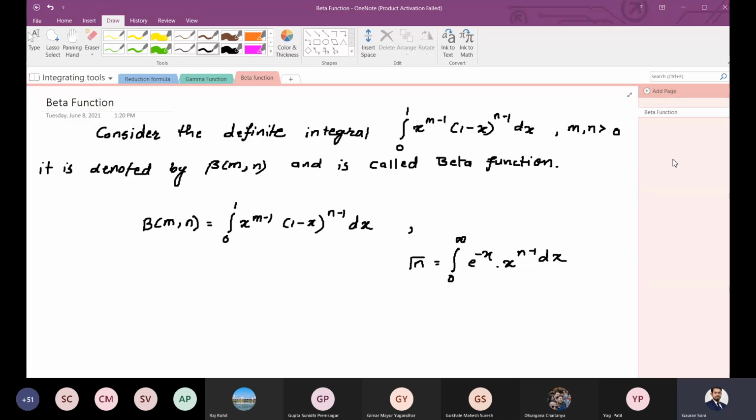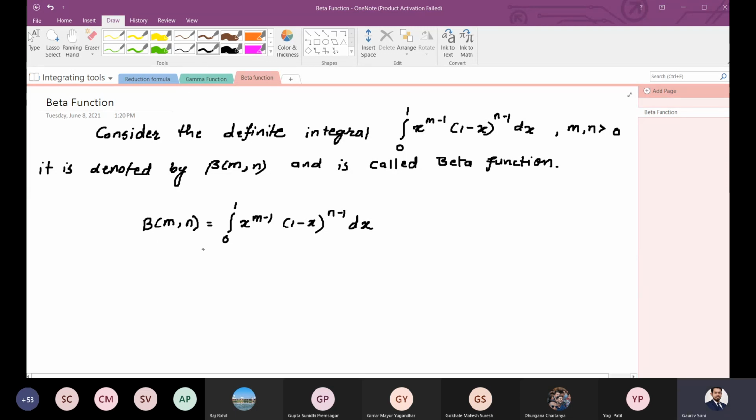The limits for the beta function are from 0 to 1, whereas for the gamma function, the limits were from 0 to infinity. The integrand for the beta function is x raised to m minus 1, 1 minus x raised to n minus 1, whereas for the gamma function, it is e to the power minus x, x raised to n minus 1. Everything is going to be on the same lines: just like we defined the beta function, we'll go for the properties of the beta function and so on.